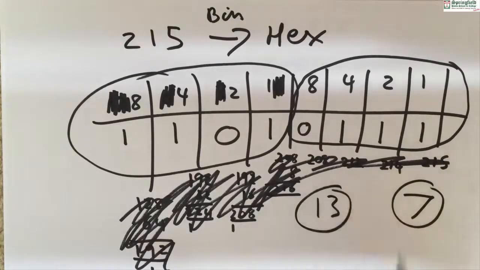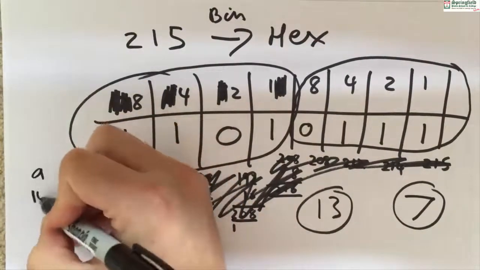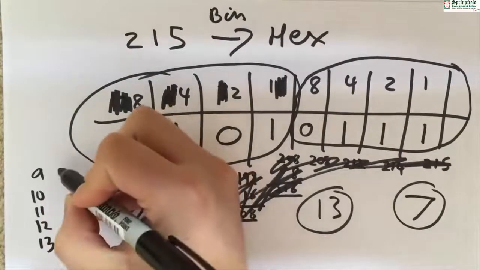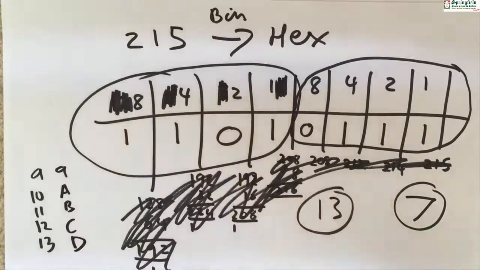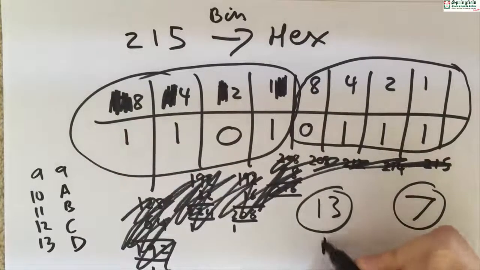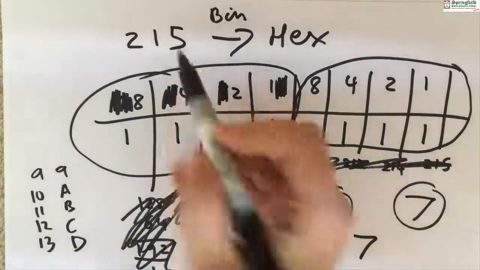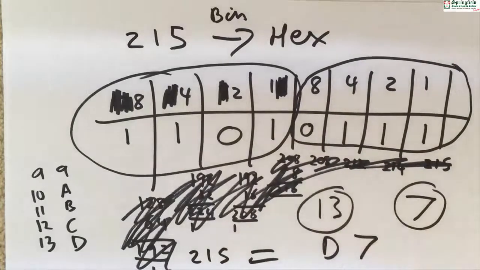Apart from, there's no 13 in hexadecimal. So let's quickly remind myself of what 13 is in hexadecimal. Well, 9, 10, 11, 12, 13, which means that's 9, A, B, C, D. So I know this is D, so that's D7. So in total now I can say that 215 is equal to D7 in hexadecimal.